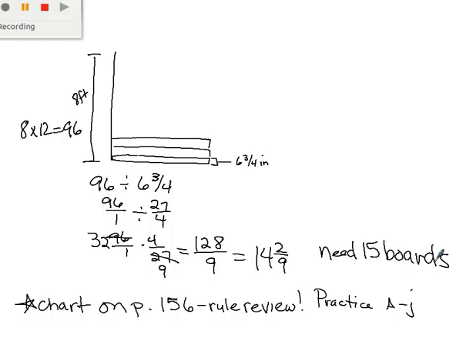So make sure you're reading the word problem correctly and interpreting the remainder correctly so that you get your answer right. Pretty quick lesson. Practice A through J for homework. Also, on page 156 of your book, there's a nice little chart that gives you the rule review for multiplying and dividing both fractions and mixed numbers.